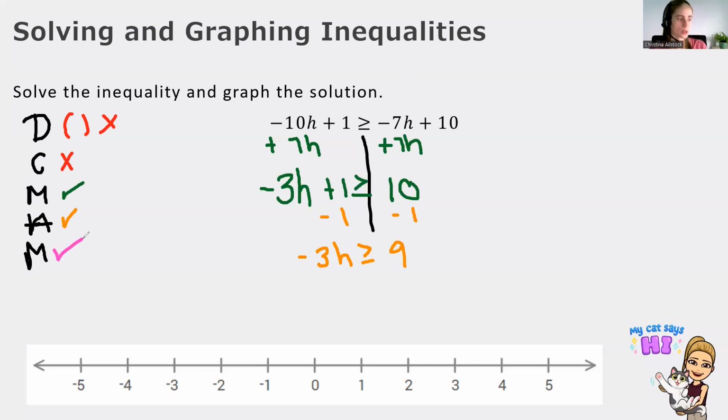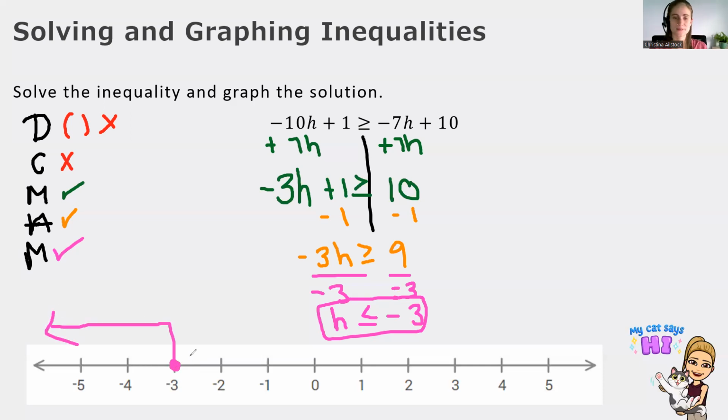Last but not least, we must multiply or divide. We're going to divide both sides by negative 3. Negative 3 divided by negative 3 is a positive 1. Because we're dividing by a negative, the inequality sign flips. 9 divided by negative 3 would be negative 3. So h is less than or equal to negative 3. When we go to graph that, solid circle to the left.